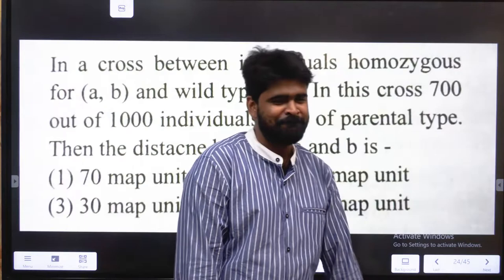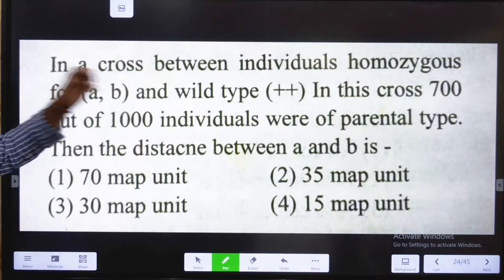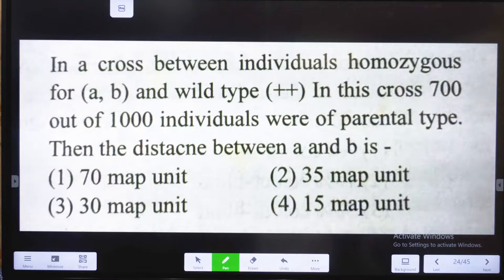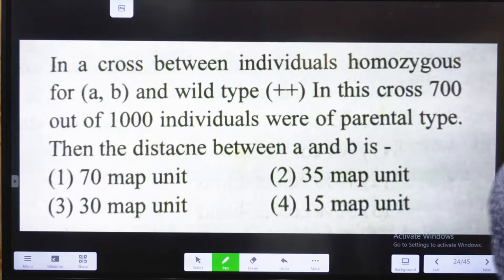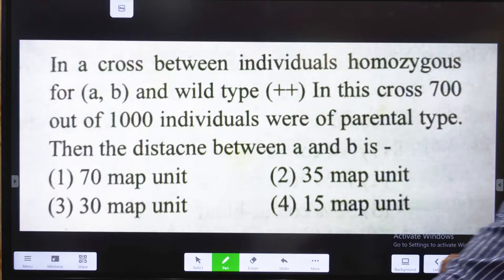In a cross between an individual homozygous for A and wild type, I told you wild type means not having any mutation. In this cross, 700 out of 1000 individuals were of parental type. Then the distance between A and B is super close. Just understanding what I am saying is not enough. You have to apply it also. What I told you: more the distance, more recombination. Yes or no?